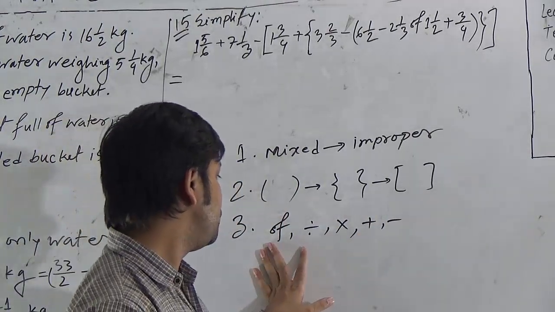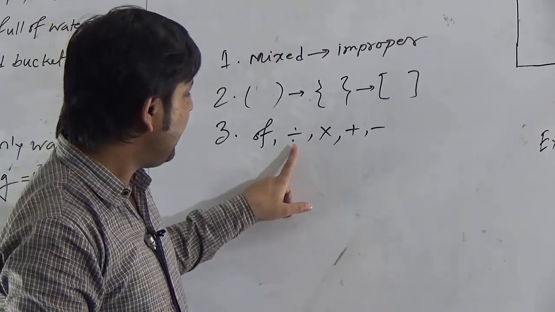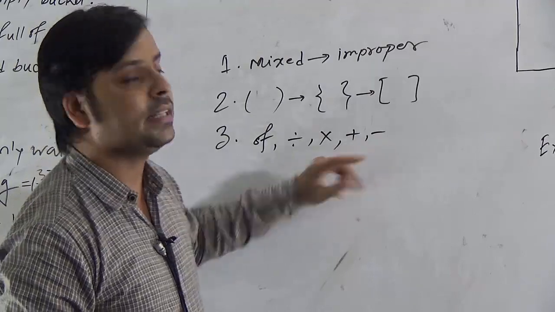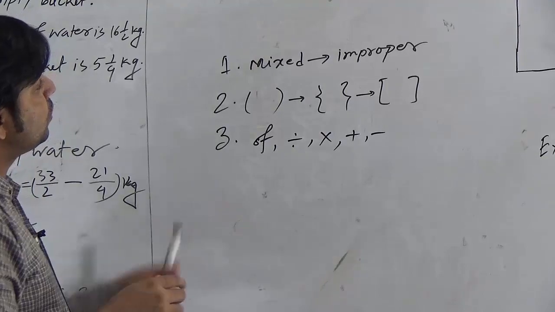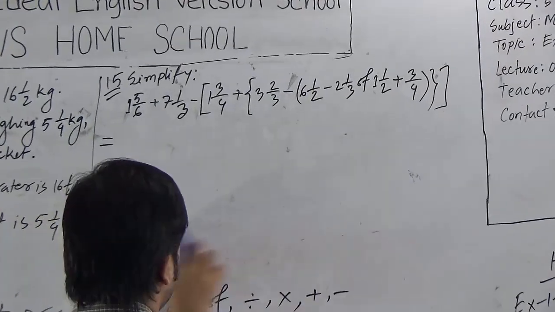At first you have to do the operation of. Operation of means multiplication, then operation division, then operation multiplication, then addition, and then subtraction. Remember these rules to solve this type of simplification. Let us solve now.